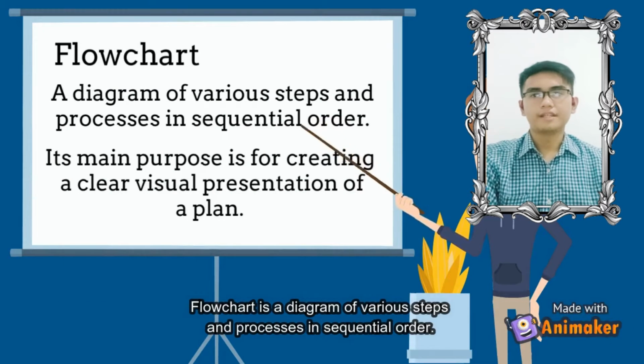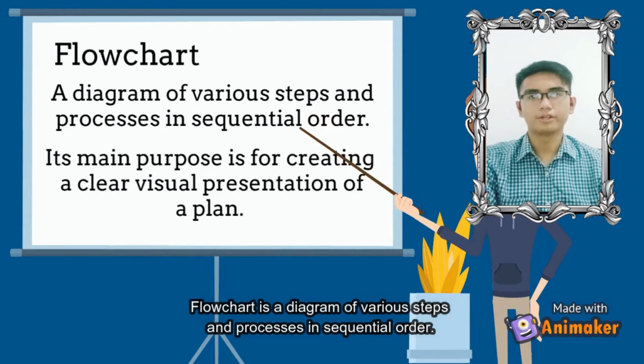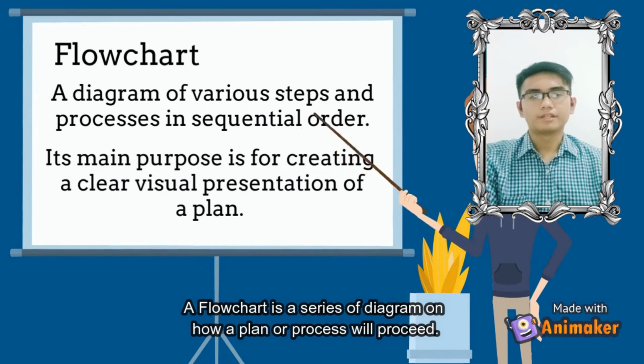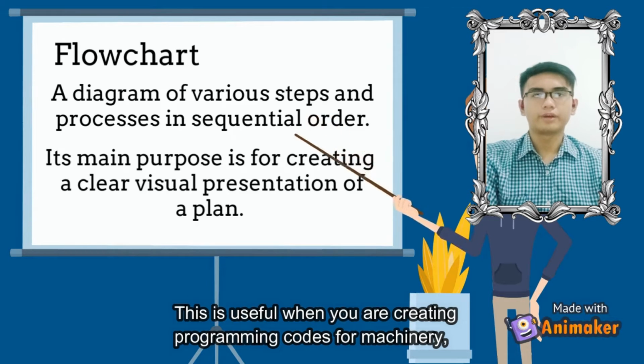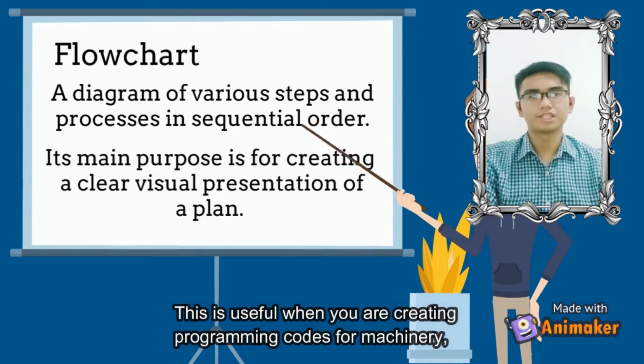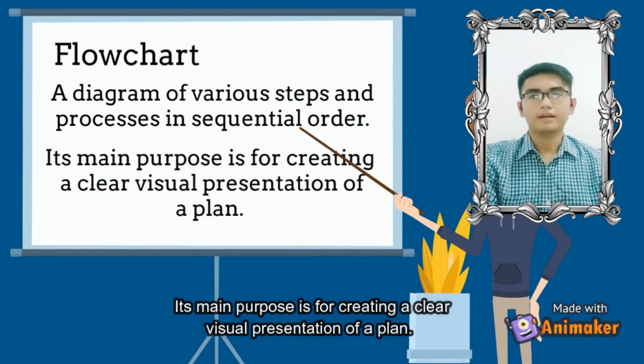A flowchart is a diagram of various steps and processes in sequential order. A flowchart is a series of diagrams on how a plan or process will proceed. This is useful when you are creating programming codes for machinery or making a plan and knowing what will happen. Its main purpose is for creating a clear visual presentation of a plan.